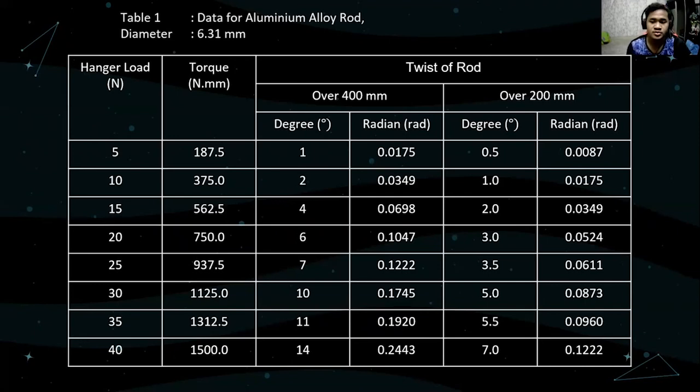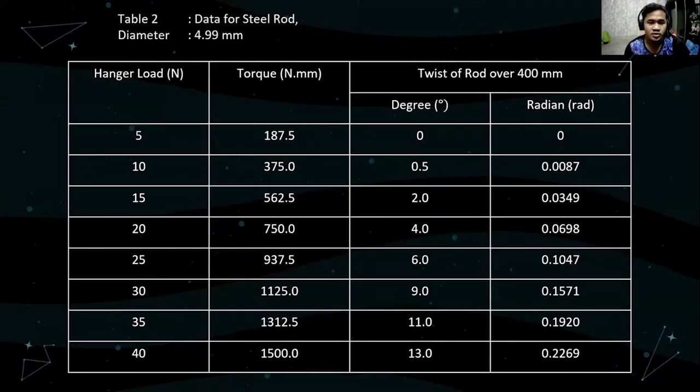0.0087. So this is the data for silver. The ratio of silver and aluminum is different. The ratio of silver is 4.9. So we got different results for silver.